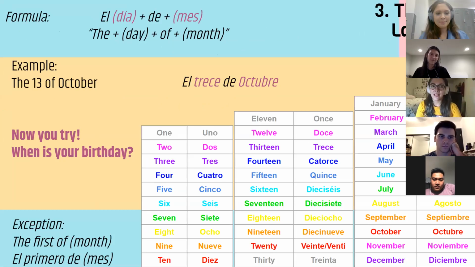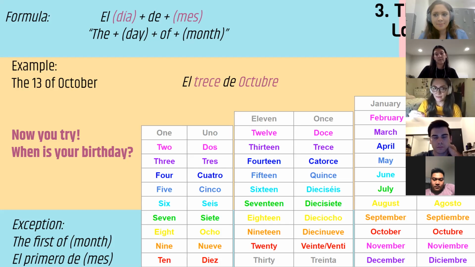So now for dates. So here we have another formula. So for this formula, first you're going to say the, right? Which would be el. Then dia, which is day. And then de, which means of. And then your month, right? So instead of the 13th, it would be the 13th of October, which would be el 13 de octubre. So you can follow this formula.